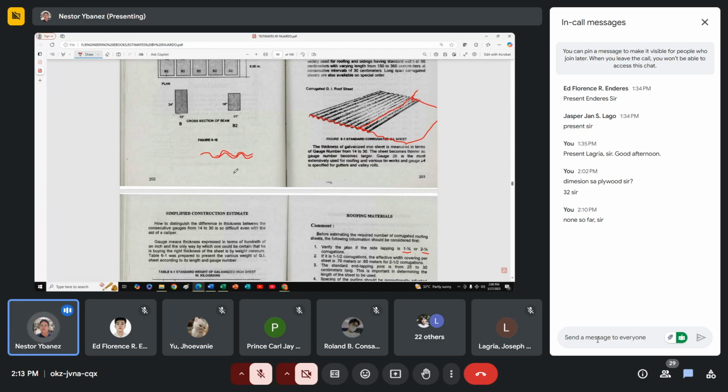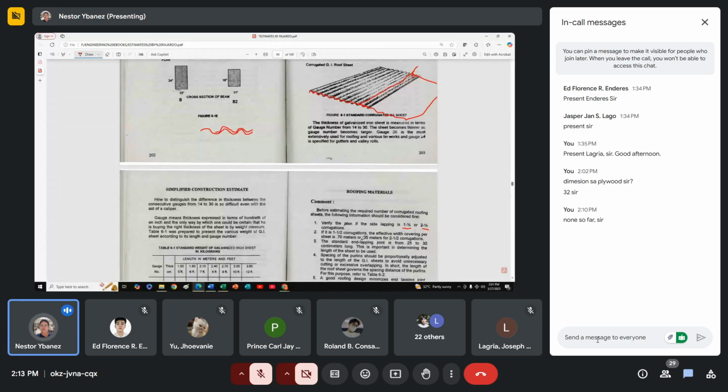If this is the type of overlapping for side lapping, the effective coverage of the roof is only 0.60 meters if the side lapping is 2 and 1/2 corrugations. If it is 1 and 1/2, it's 0.70 meters. So the width can be extended.